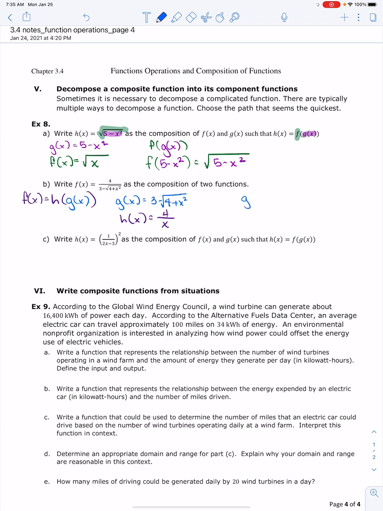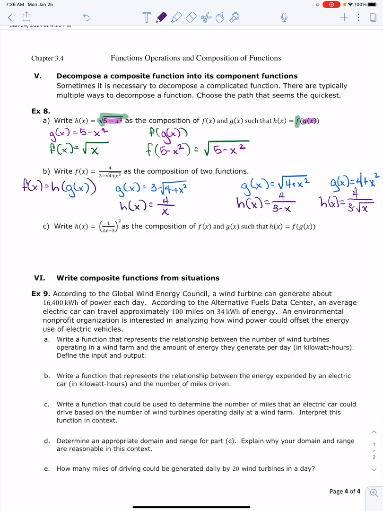I could also say that my g of x is just this square root of 4 plus x squared part, which then would make h of x 4 over 3 minus x. And we could even go with just calling g of x the 4 plus x squared part. And then h of x would be 4 over 3 minus the square root of x. All of those will work.